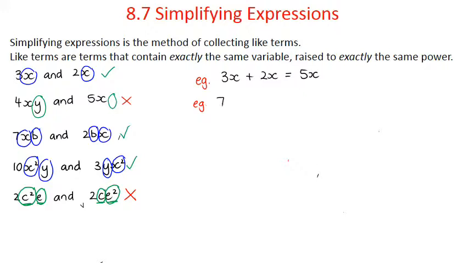Okay. 7xb minus 2bx. Okay, once again, you've got 7 of a thing and you take away 2 of that thing. What are you left with? 5 of that thing. And of course, usually in alphabetical order.